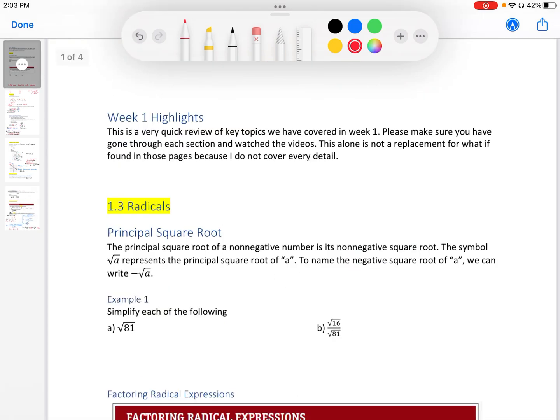Alrighty, this was just a really quick review of some important features from week 1. And of course, everything you learn in the week is important, but I just wanted to showcase some pieces of it. Again, I didn't go through everything as descriptively as it's introduced in the section, but it's just to highlight some features of week 1.